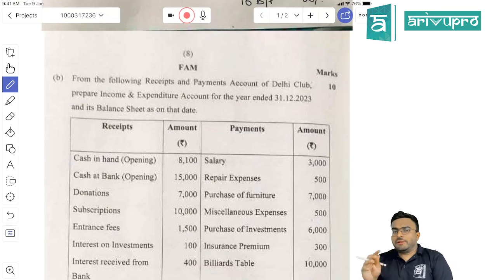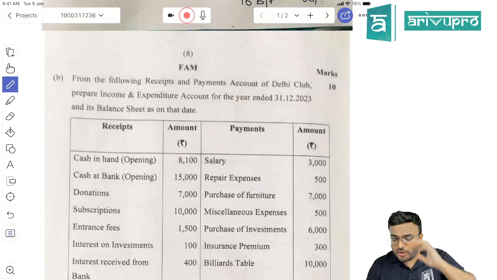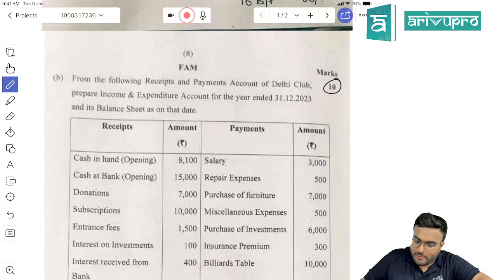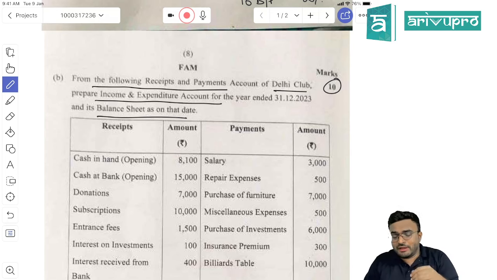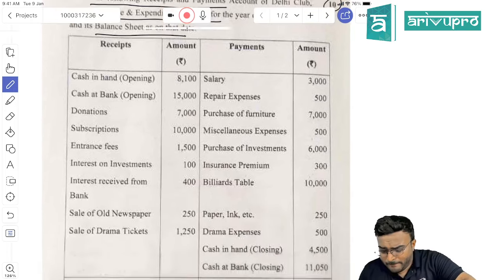After 20 marks of partnership, next they have asked 10 marks from NPO. NPO 10 mark question. From the following receipt and payment account of Delhi Club, prepare income and expenditure account and balance sheet. They have given the receipt and payment account. They are asking you to prepare income and expenditure account and balance sheet.